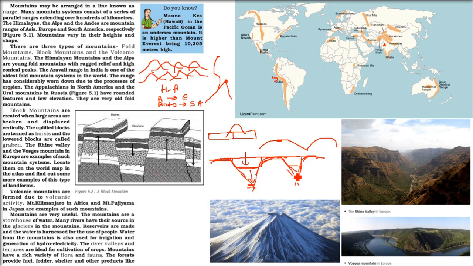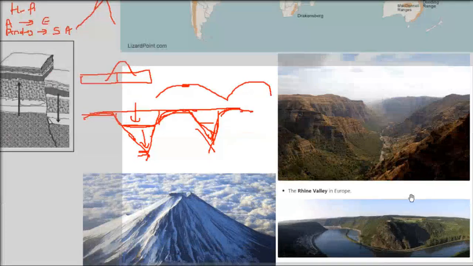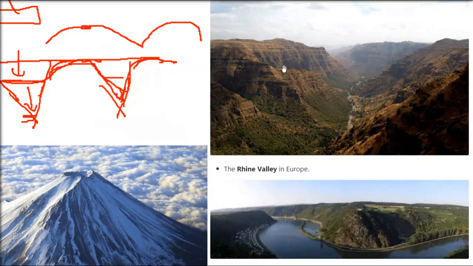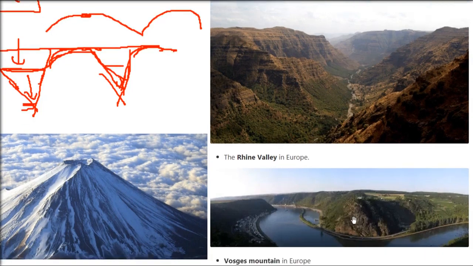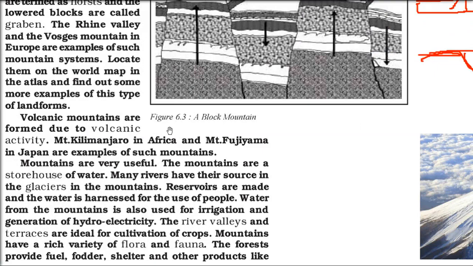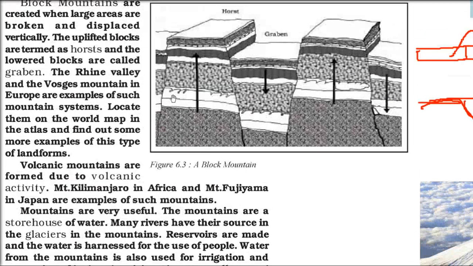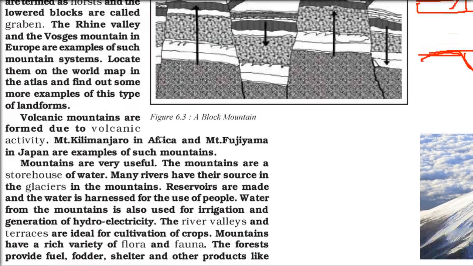So let me show you the Rhine Valley in Europe and the Vosges Mountain in Europe. These are block mountains. This is the Rhine Valley. You can clearly see the mountains and the valleys. This portion in between has gone down, and the Vosges in Europe is also of that kind. These are the mountains. This comes under the category of block mountains.